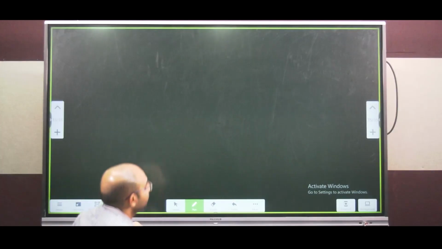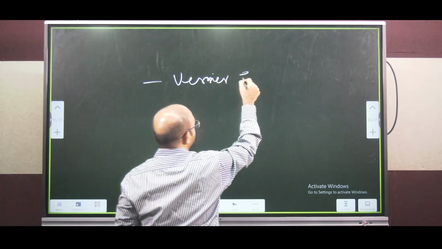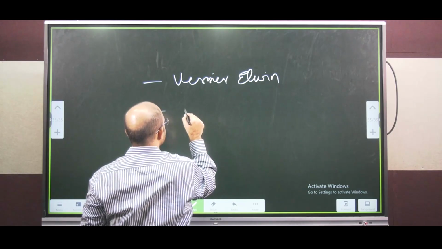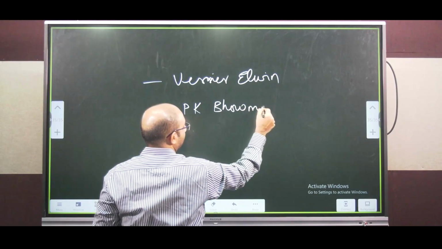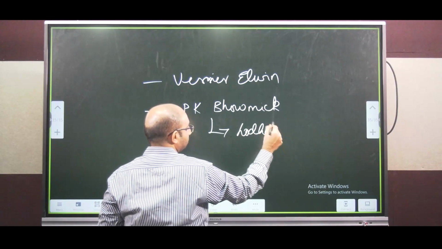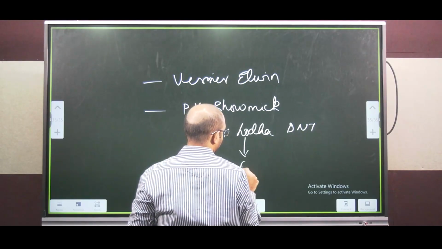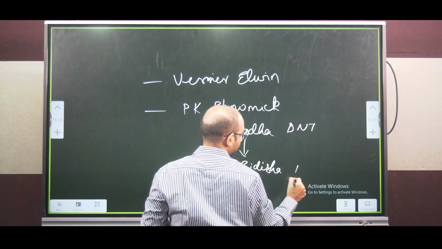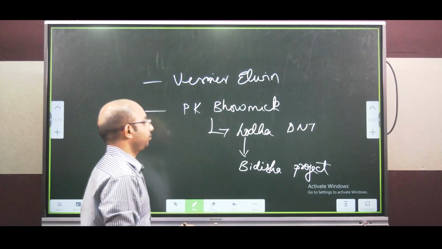Do we have any examples of anthropologists who have done this? For example, Verrier Elwin in India is an example of the postmodernist approach. He worked extremely independently and only for the welfare of people. Likewise, we also have another anthropologist called P.K. Bhowmick. He took up a welfare project for the benefit of the Lodha people, a denotified tribe. He created for them a welfare home, and this project is called the Vidisha project.